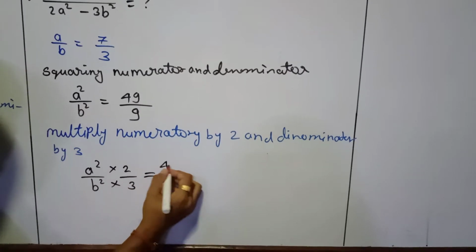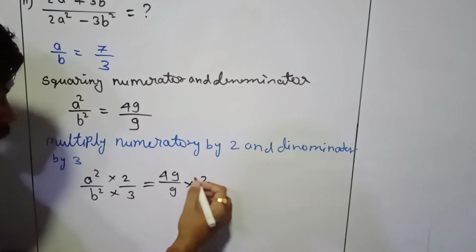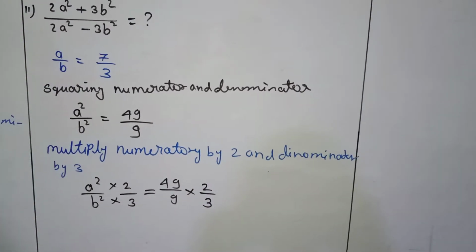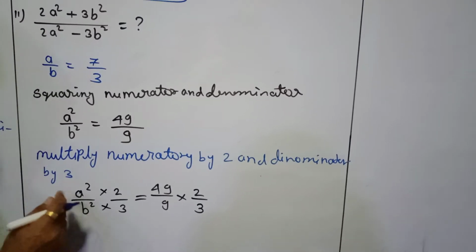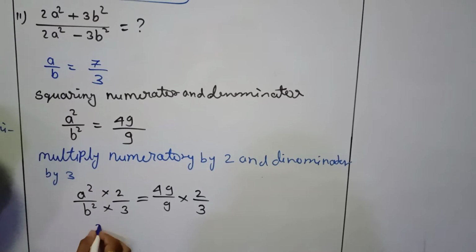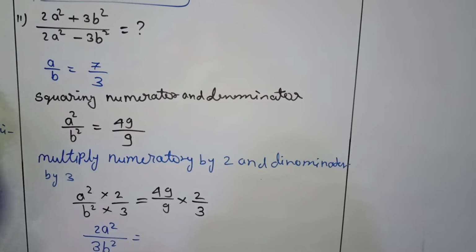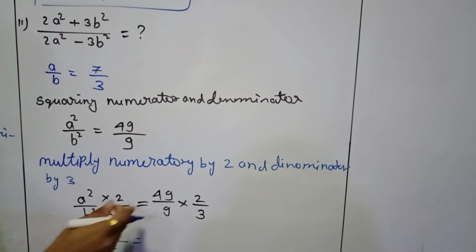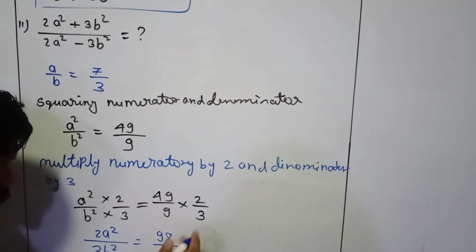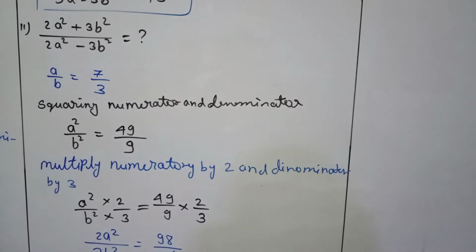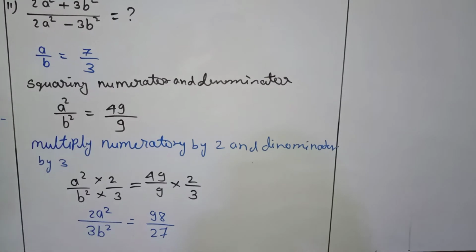The same things we have to do to the right hand side. Numerator multiply by 2, denominator multiply by 3. So in the next line what will it become? a square into 2 will become 2a square upon 3b square is equal to 49 2s are, that is 98. 9 3s are 27. We are getting that 2a square upon 3b square is equal to 98 upon 27.